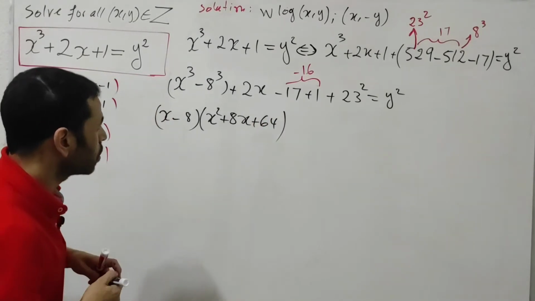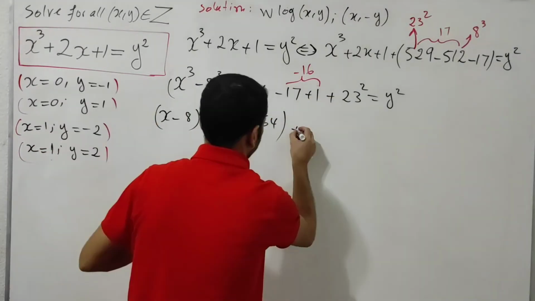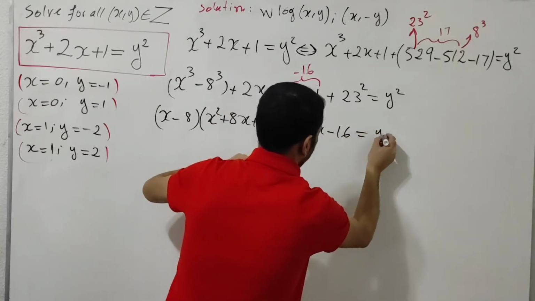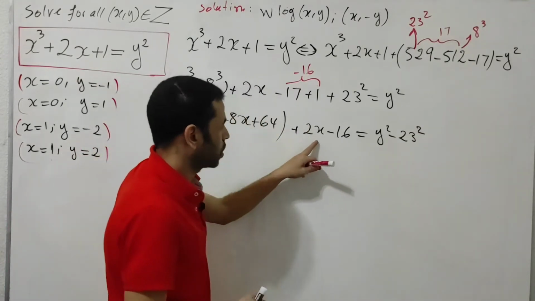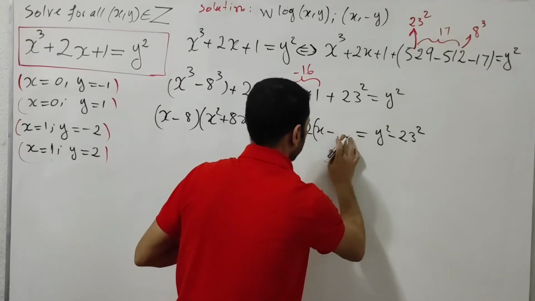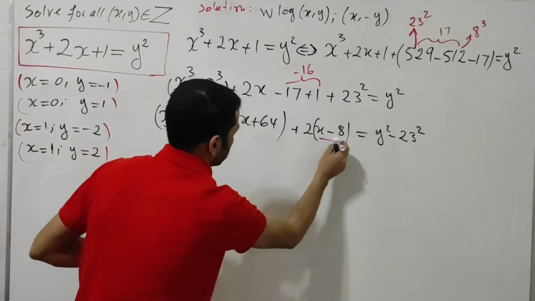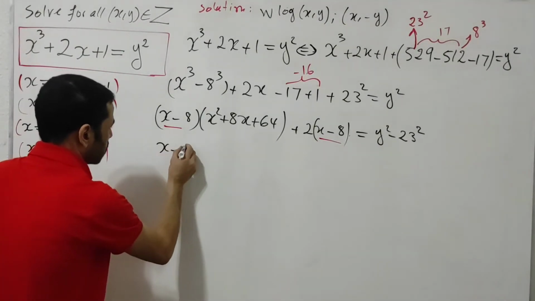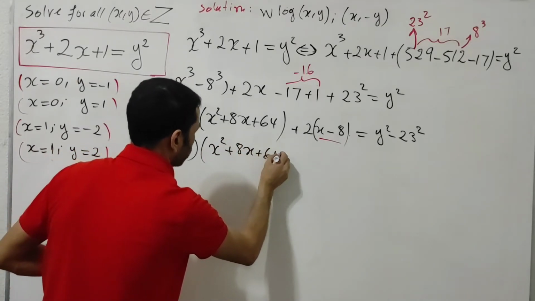Because 64 multiplied by 8 is giving us 512. And we will have 2x minus 16 equals y squared minus 23 squared. So here I'm going to take 2 as a common factor. I will have 2 here, and this one becomes 8. So if you take a look carefully, I have x minus 8 as a common factor for the left hand side of this equation. So we'll have (x minus 8)(x squared plus 8x plus 64).